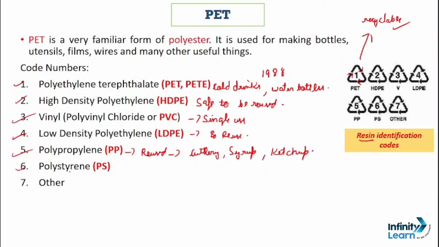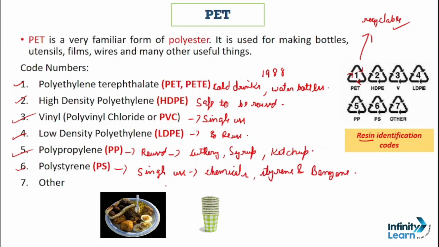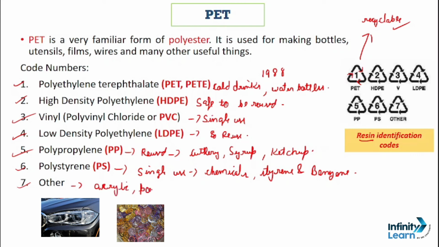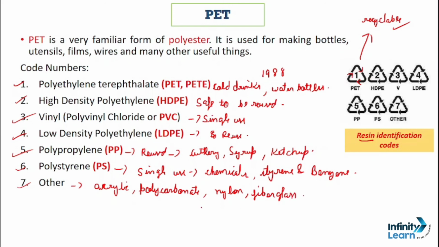And sixth, polystyrene. Polystyrene plastics are single-use plastics that you can only use a single time. Remember this: your sixth type of plastic, PS, contains chemicals like styrene and benzene. Disposable plates and cups are made of PS polystyrene plastics. In the seventh form, as given here, is other. These include various types of plastics, for example acrylic, polycarbonate, nylon and fiberglass, and many more categories of plastic.